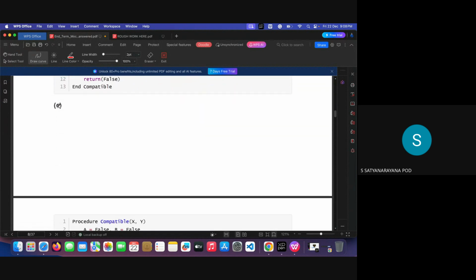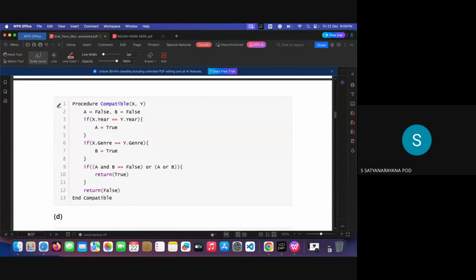Now we go for C. What is there in C? Of course, A will become true, B will become true. Whenever A is true, B is true. So here what they are checking is A and B is equal to false. Then only this condition makes sense. What exactly it means is that A should become false and B should become false. Then only this condition will become true. Is it clear?